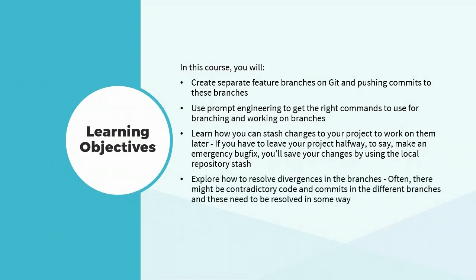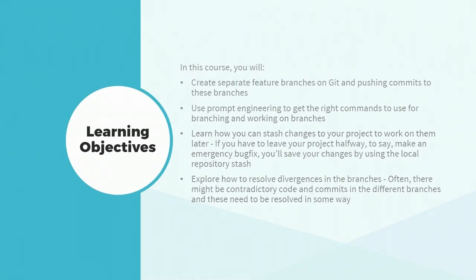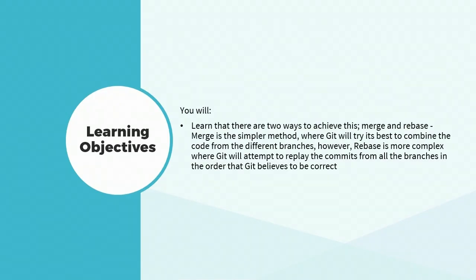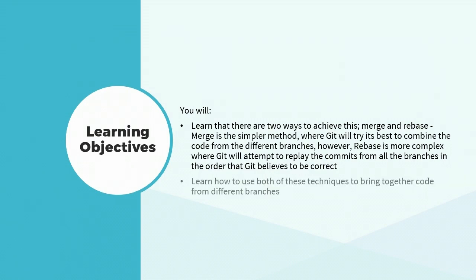Next, you'll explore how to resolve divergence in your branches. Often, there might be contradictory code and commits in different branches, and these need to be resolved in some way. You'll learn that there are two ways to achieve this: merge and rebase. Merge is the simpler method where Git will try its best to combine the code from different branches. However, rebase is more complex where Git will attempt to replay the commit from all branches in the order that Git believes to be correct. You'll learn how to use both of these techniques to bring together code from different branches.